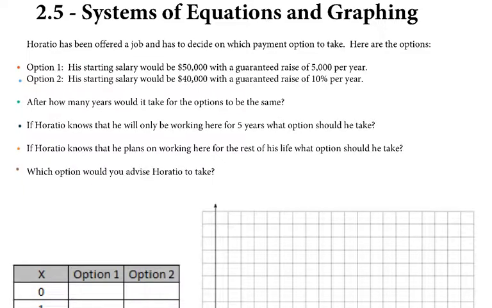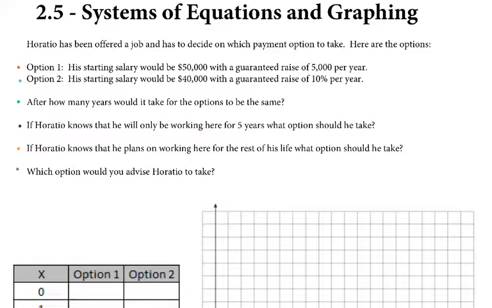The questions we want to understand, let's say Horatio's your friend and he's asking you what he should do, which option would be best. So we've got some questions to consider. First, after how many years would it take for the options to be the same? Or, are they ever the same? If he's only working here for 5 years, which would you take? If he's working here for the rest of his life, which option? And then what would we advise him to take?